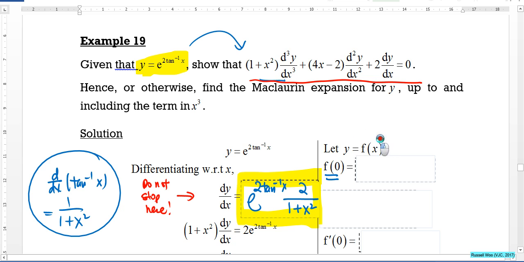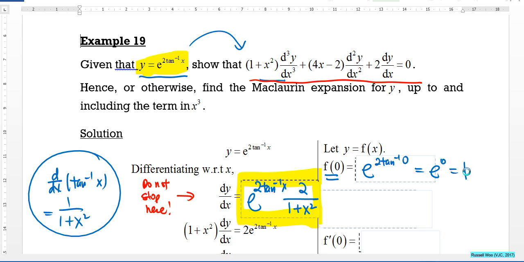f(0) means you substitute x equals 0 into here. You will get e to the power of 2 tan inverse 0. What is tan inverse 0? It is 0. So you get e to the power of 0, which is 1. So we have found that f(0) is 1. Now we need to find f prime 0.